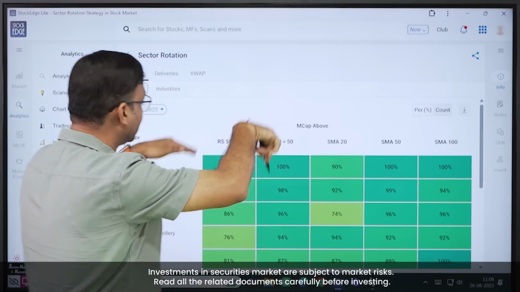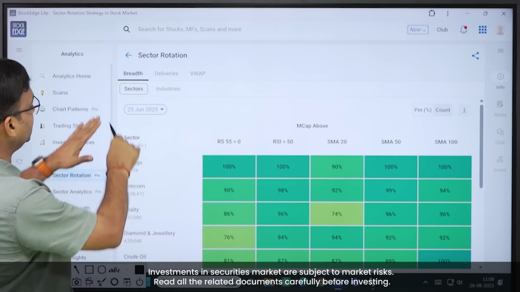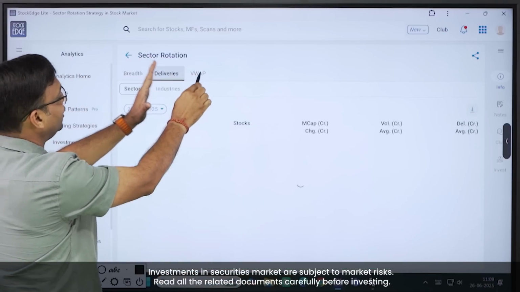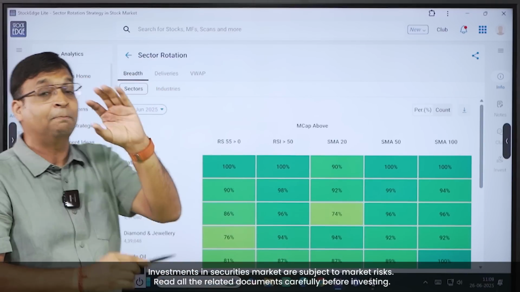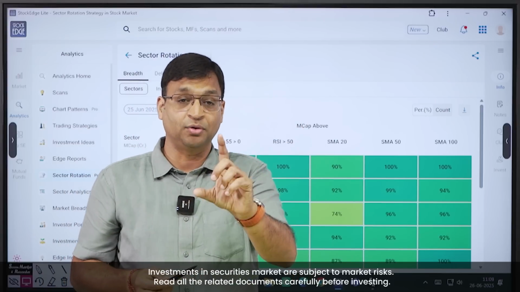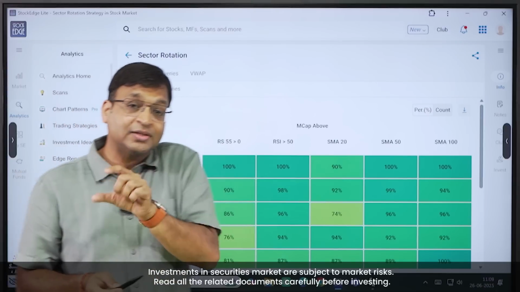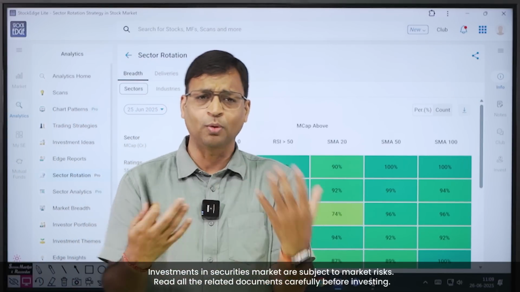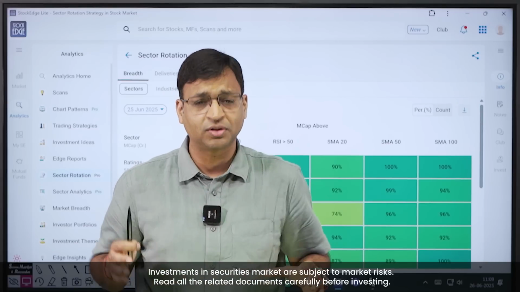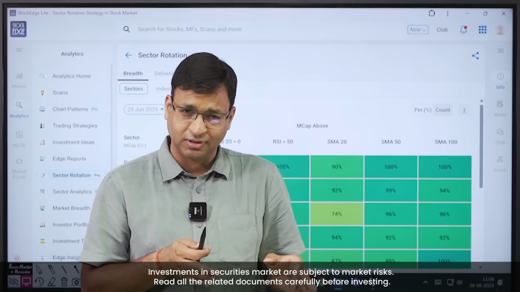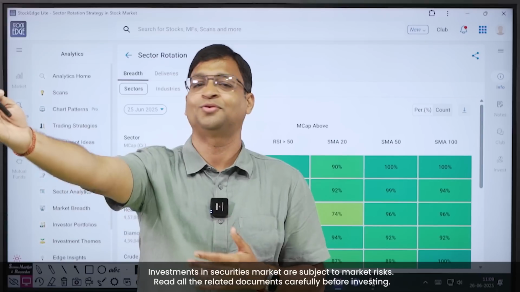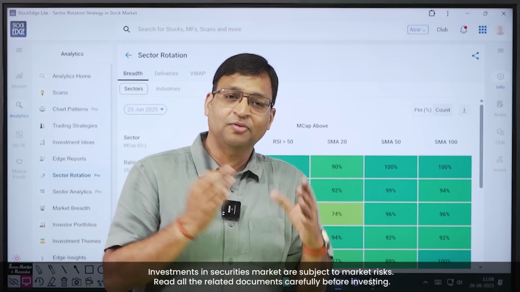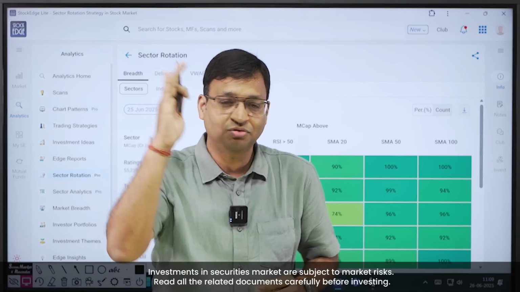All right, so let's go into sector rotation. When you go into sector rotation, a window opens like this. There is Breadth, there is Delivery, there is VWAP. So there are 3 methods of identifying sector rotation. All 3 have their own rules, their own path, and you can follow one of them. You don't necessarily have to follow all 3, but different people have different comfort. It's like you have a lot of paths to reach your destination. Some people will take this path, some people will take that path, but finally we all have to reach the destination.